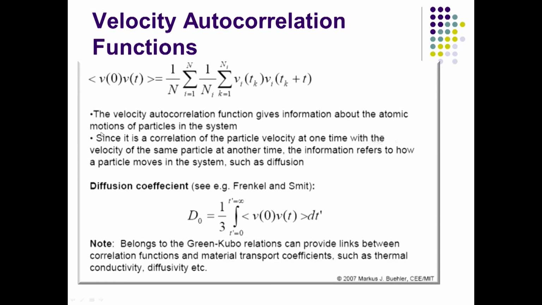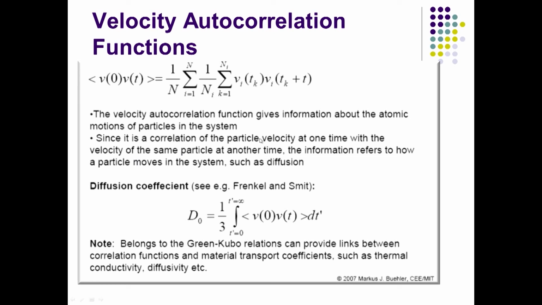If you look at this slide, we look at the average of V0 and Vt, and we can do that discretely over N atoms, i equal to 1 to N. The outer loop is over atoms, and the inner loop of summation is k equal to 1 to N_i. So, we are looking at atom i at time t_k and at time t_k plus t. This is where the velocity autocorrelation function gives information about the atomic motion of particles in the system. Since it is the correlation of a particle's velocity at one time with the velocity of the same particle at another time, it infers how a particle moves in the system, such as diffusion.